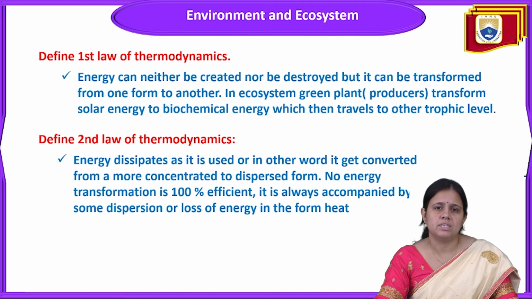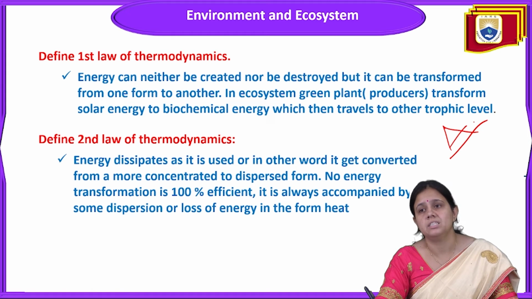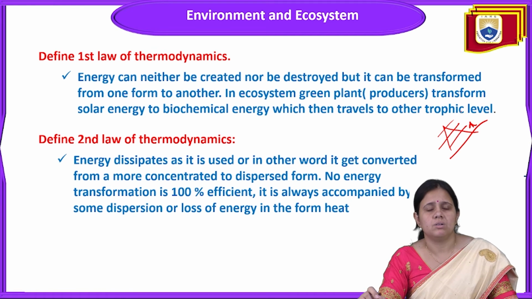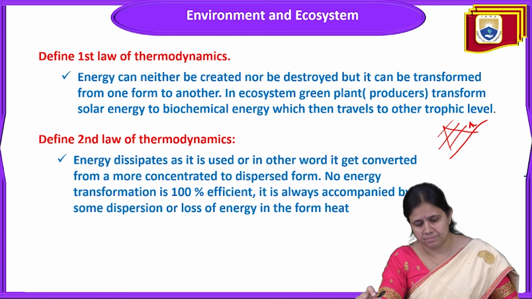That's why we have already studied that the energy pyramid is always upright in nature, because as energy travels from the producer to the herbivores and carnivores, some amount of energy is lost. That's why this energy pyramid is always in pyramid mode.